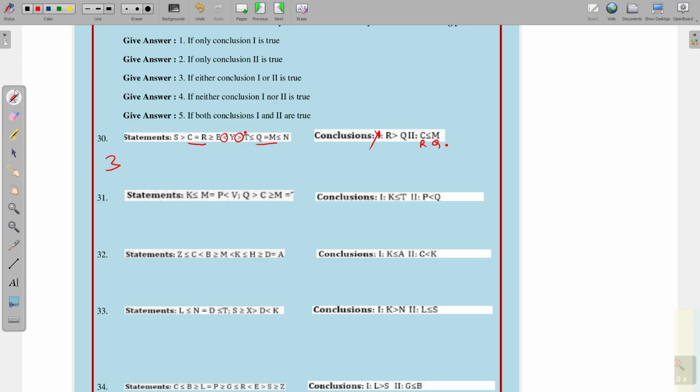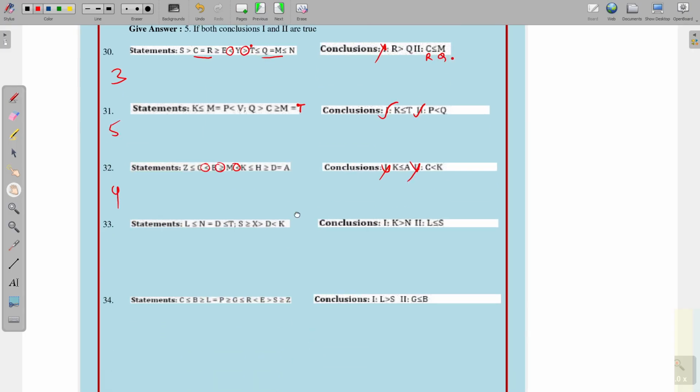Next, K less than or equal to T. K is less than or equal to M, and M equals T, so the first one definitely follows. P less than Q: P equals M, M to Q, so the second one also definitely follows. Question 32: K less than or equal to A. K here and A here, both are opposite signs, so the first one does not follow. Next, C less than K. C here and K here, opposite signs again, so the second one also does not follow.